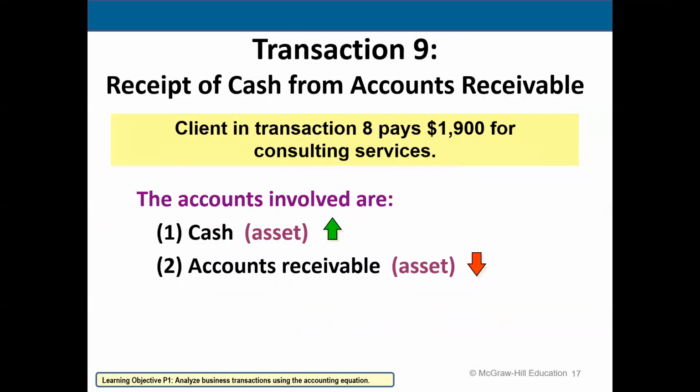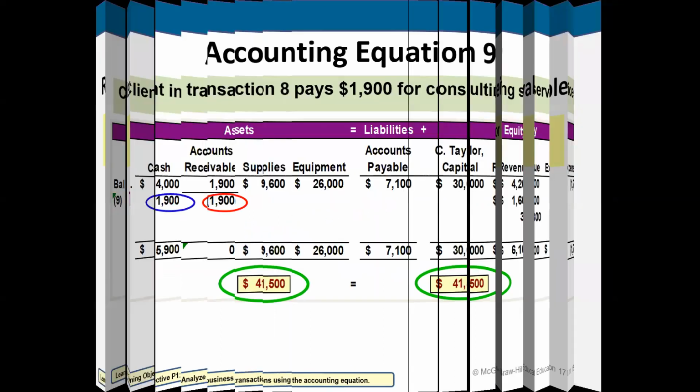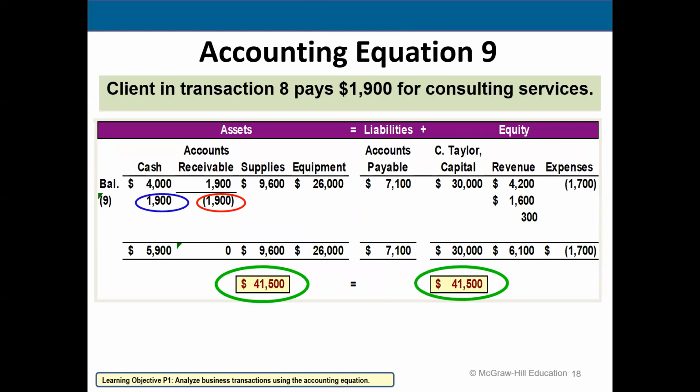Transaction 9, the people who owed us money from transaction 8 have now paid us the $1,900 they owe us. So when that happens, our cash will go up, and our accounts receivable, the money that was owed to us, will go down because it's not owed to us anymore. Now it's been paid. So here you'll see cash increasing and accounts receivable decreasing. And again, everything's in balance.